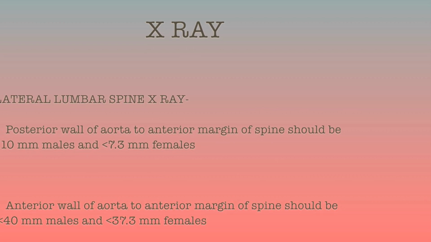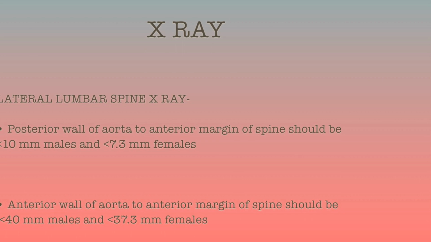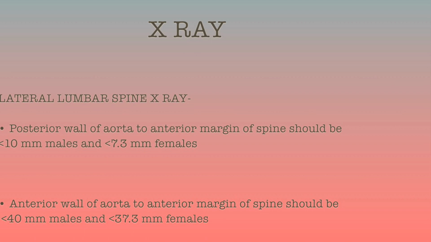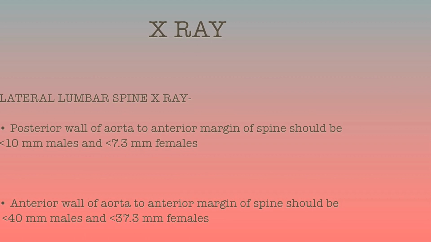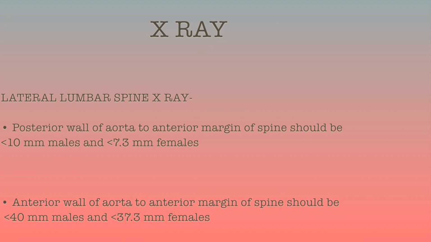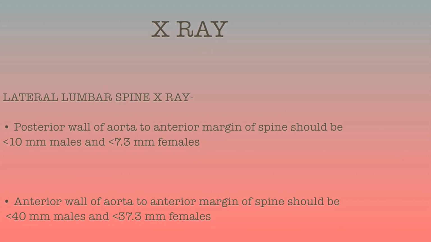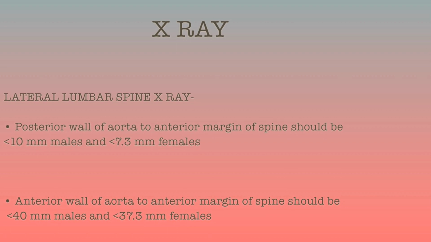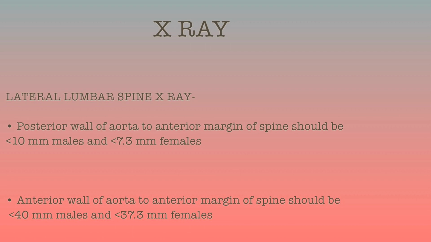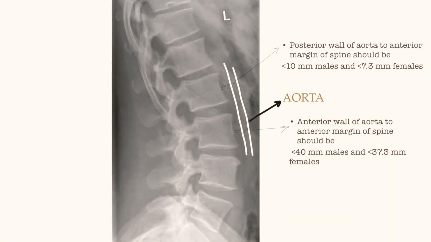So normal cutoffs are less than 10 mm in males and less than 7.3 mm in females whenever you measure till posterior wall of aorta, and less than 40 mm in males and less than 37.3 mm in females whenever you measure till anterior wall of aorta. So if you find the distance increased, it is suggestive of floating aorta. And next you will advise CT abdomen.